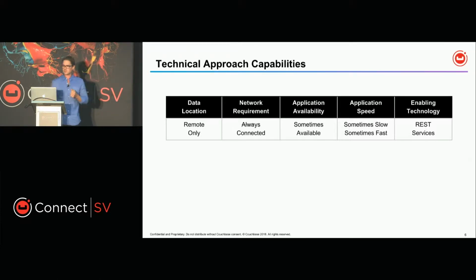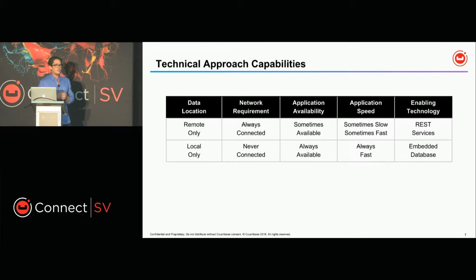The next technical approach is to put the data on the device, local only, with no connection to the server. You do have always available and always fast, and this is usually implemented using an embedded database or data store technology. But it has the limitation of not being able to share data with the central data repository and not being able to bring data down. All right, so you have just a local store.